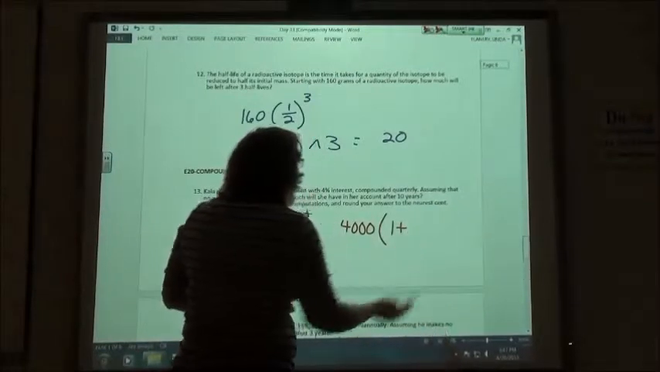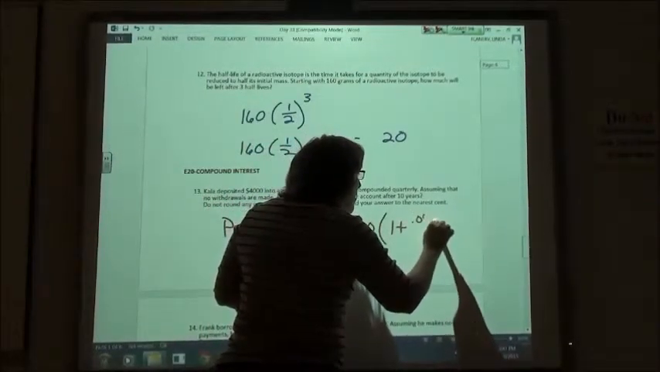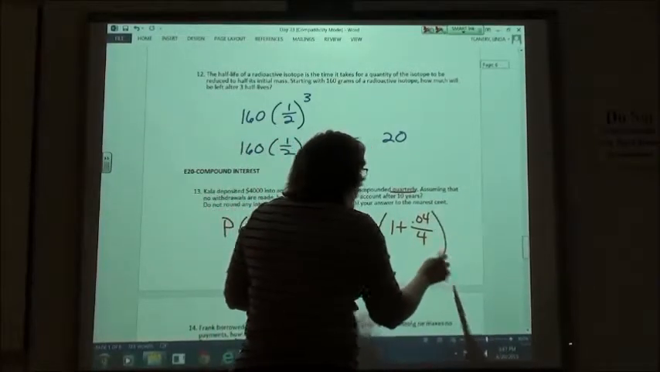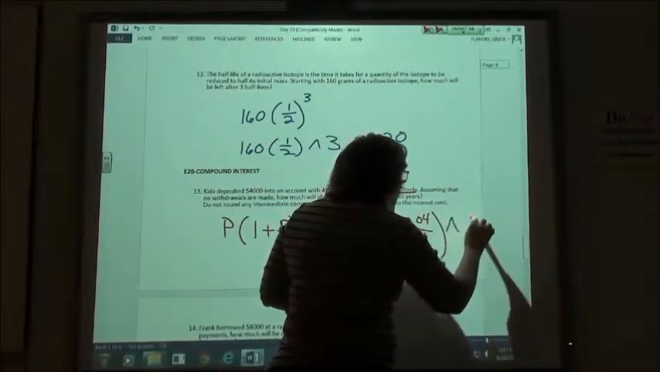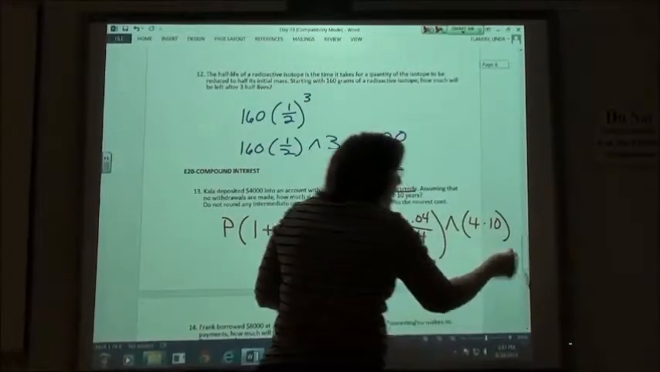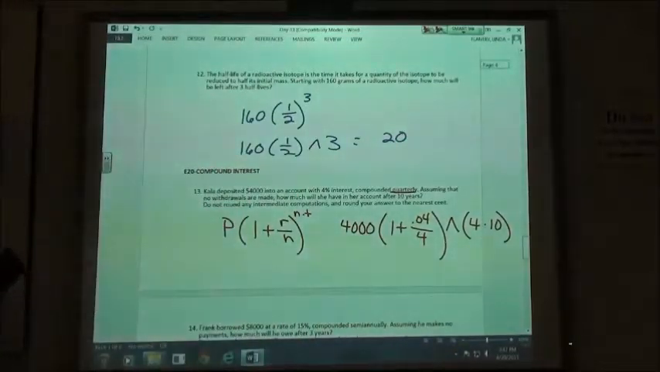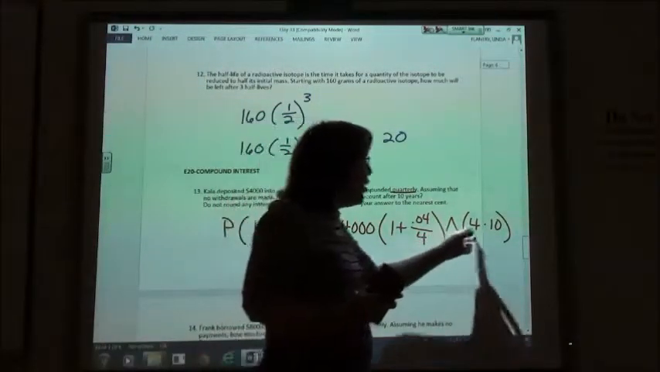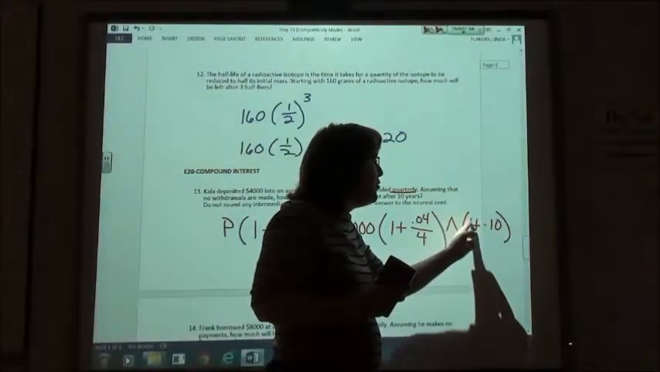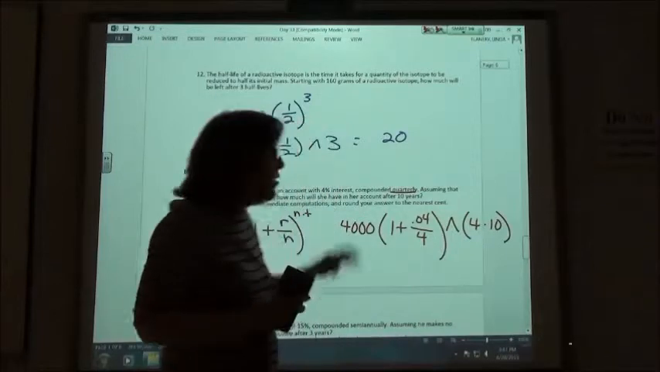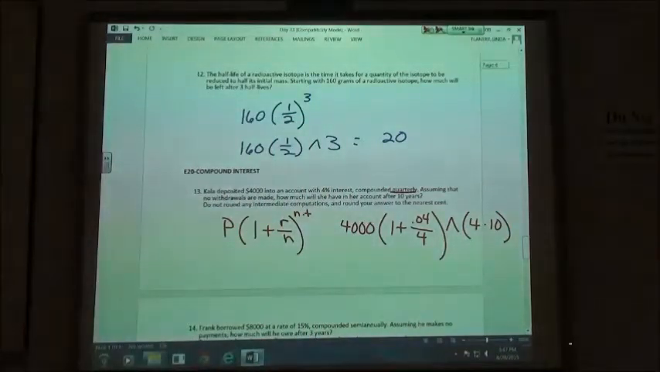We're going to do 1 plus the interest rate, 0.04, compounding it quarterly, 4 times a year, to the, and here we have to be careful. I'm going to do 4 times 10. I have to put that in parentheses or multiply it out first before I put it into my calculator. Because following my order of operations, if I don't do the parentheses, it's going to take it to the 4th power, take the answer times 10. We want to do the 4 times 10 together. So we've got to make sure we put the parentheses around that.